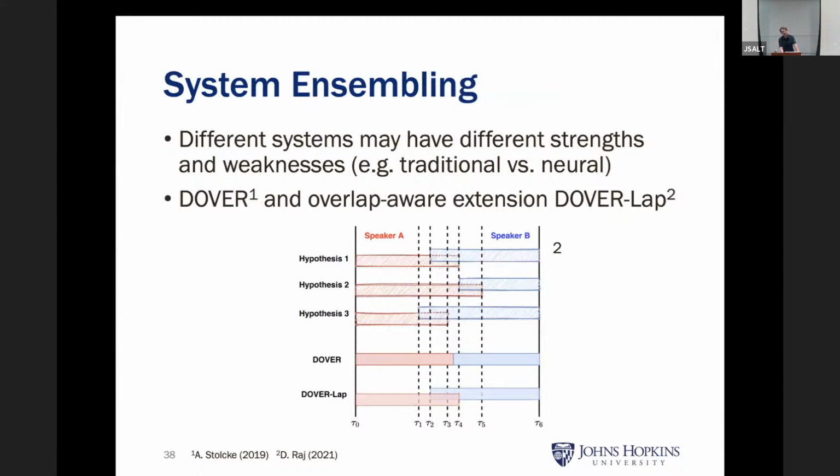So another thing that people do in diarization is system ensembling. Since we have two radically different approaches that are both quite good, it would be nice if we could combine their outputs. And so that's something that people do. So there's DOVER and an overlap-aware extension, DOVERLap, that are based on trying to say, if we have a bunch of different hypotheses from probably different systems, how can we combine those into a single output that we're going to use?